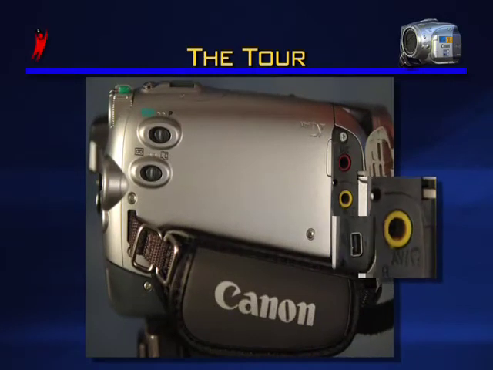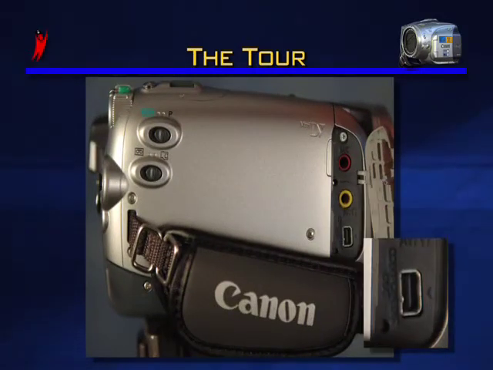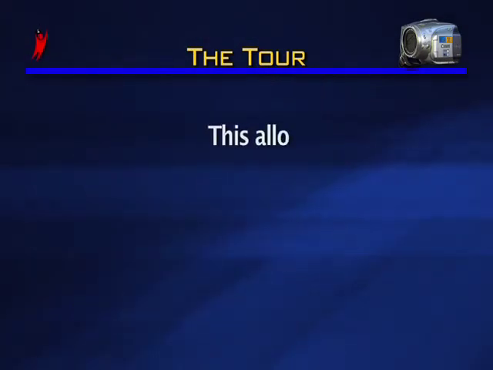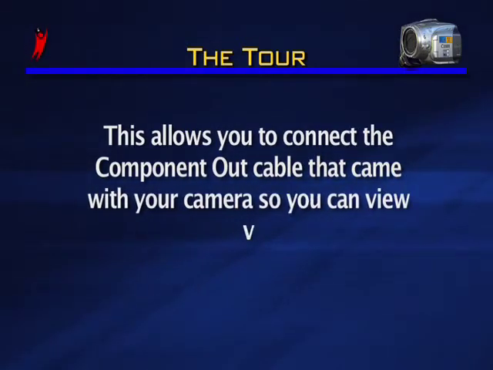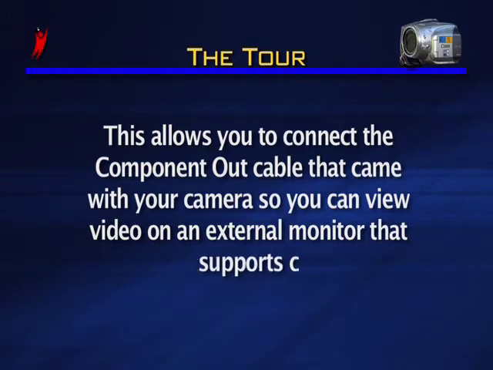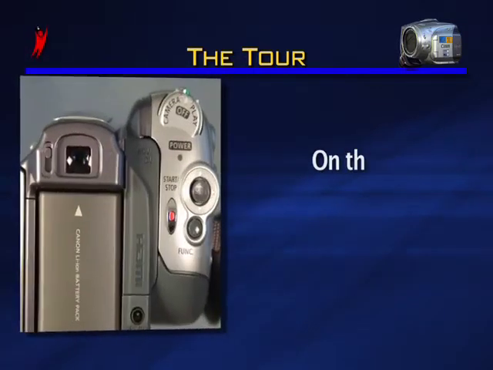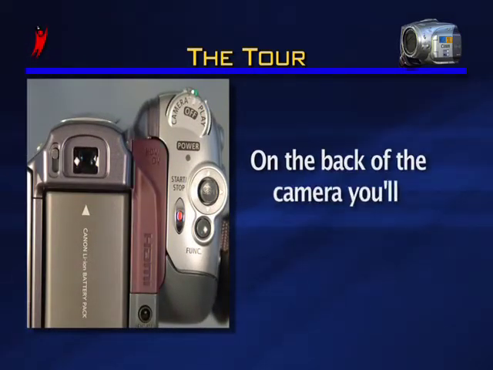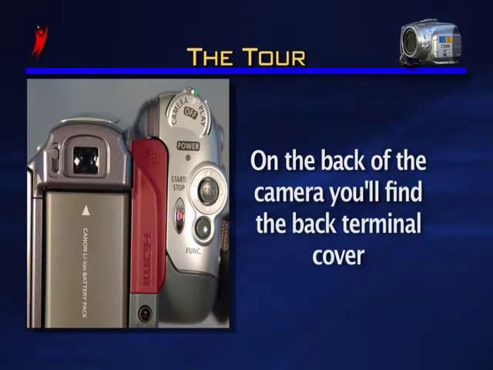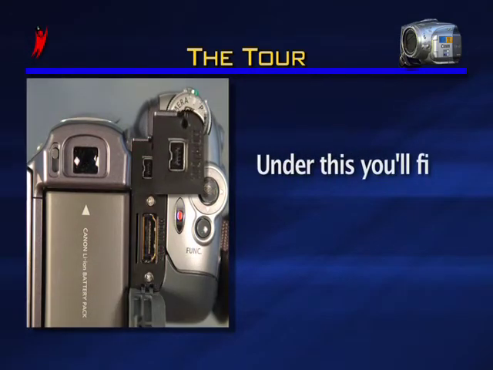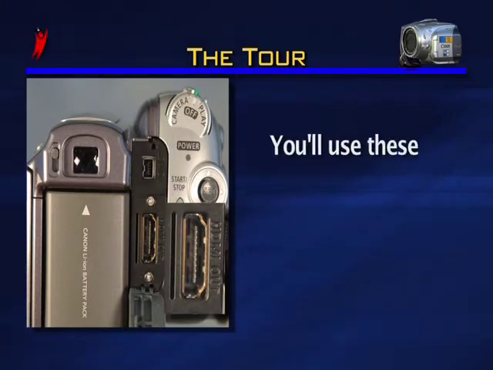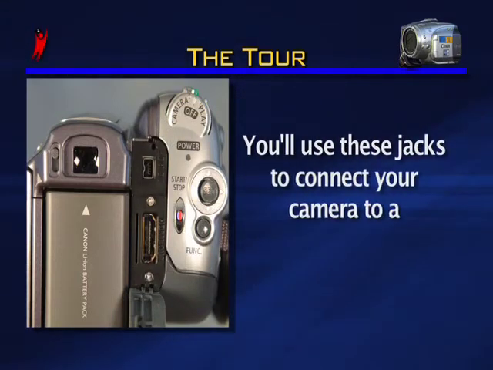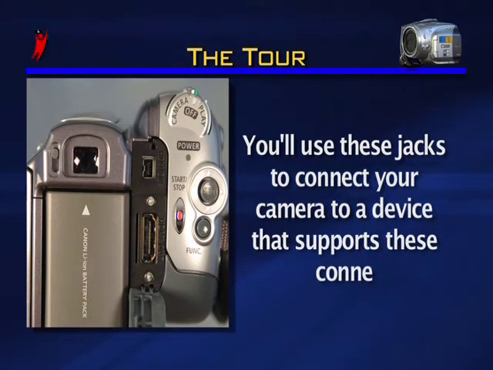Below the AV and headphone jack is the component video out jack. This allows you to connect the component out cable that came with your camera, so you can view video on an external monitor that supports component inputs. On the back of the camera, beside the viewfinder, you'll find the back terminal cover. Under this, you'll find the iLink jack and the HDMI jack. You'll use these jacks to connect your camera to a monitor or other device that supports these connections.